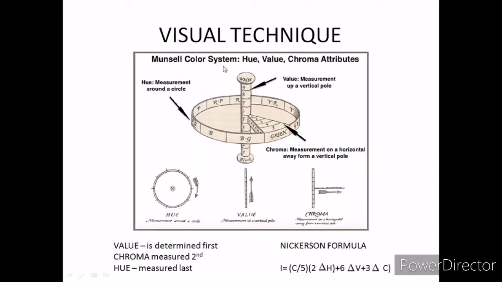Then this is the Munsell color system. Here white to black is value, blue, green and so on are your hue, and this is your chroma.